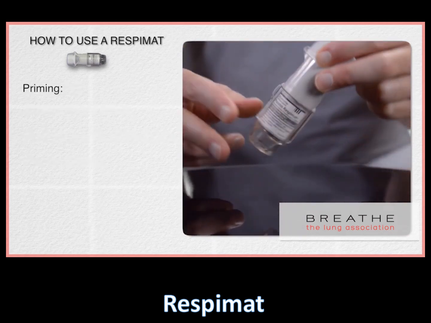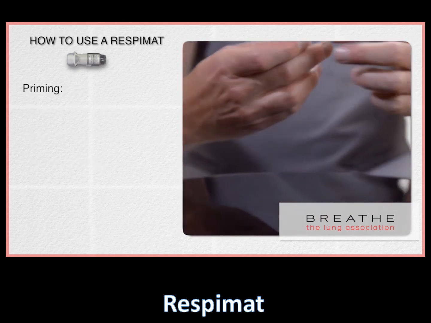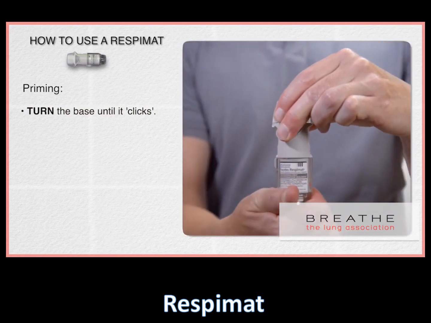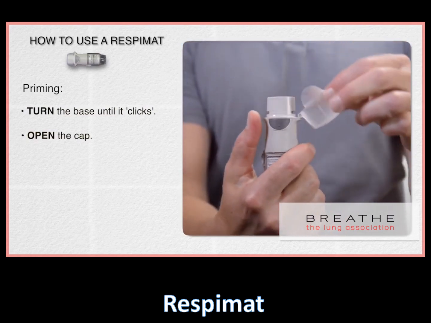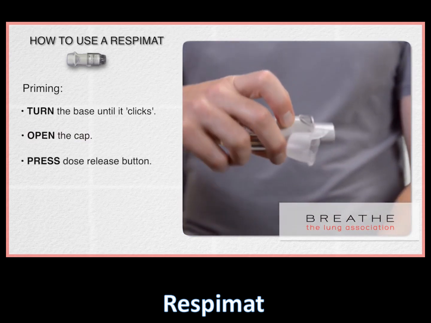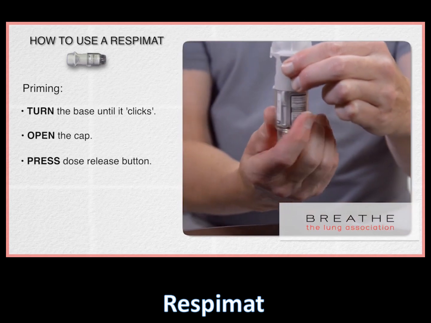To prime the inhaler for use, hold the inhaler upright with the cap closed. Turn the base in the direction of the arrows until it clicks. Flip the cap open. Point the inhaler down and press the dose release button. Close the cap. Repeat this 3 more times.